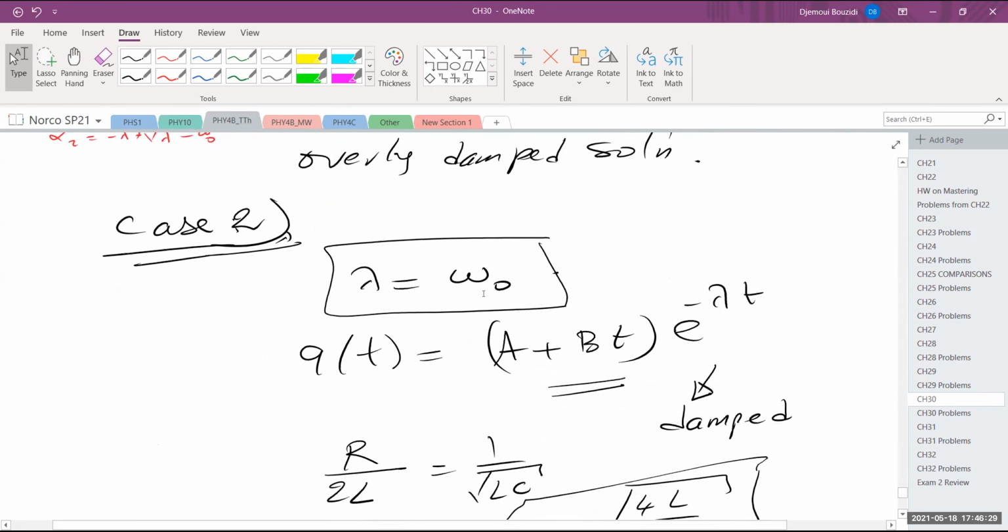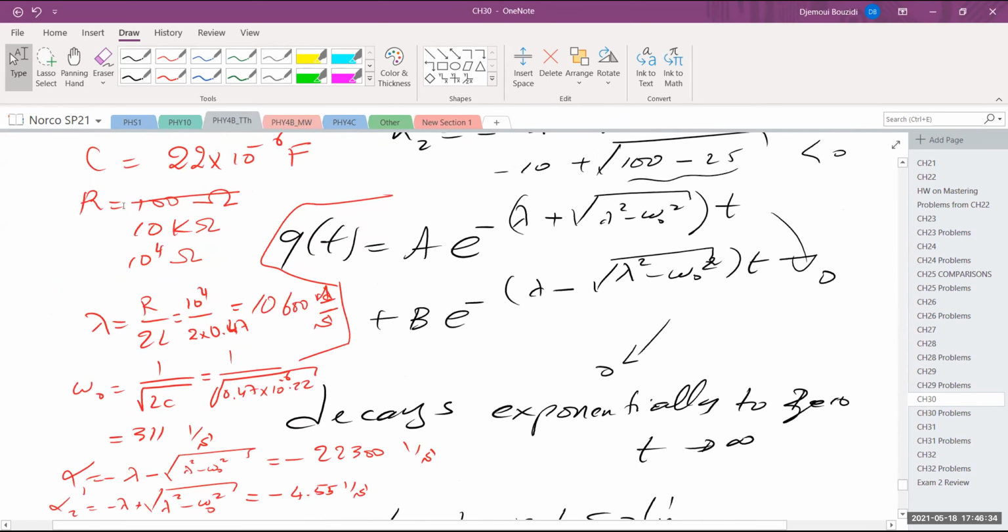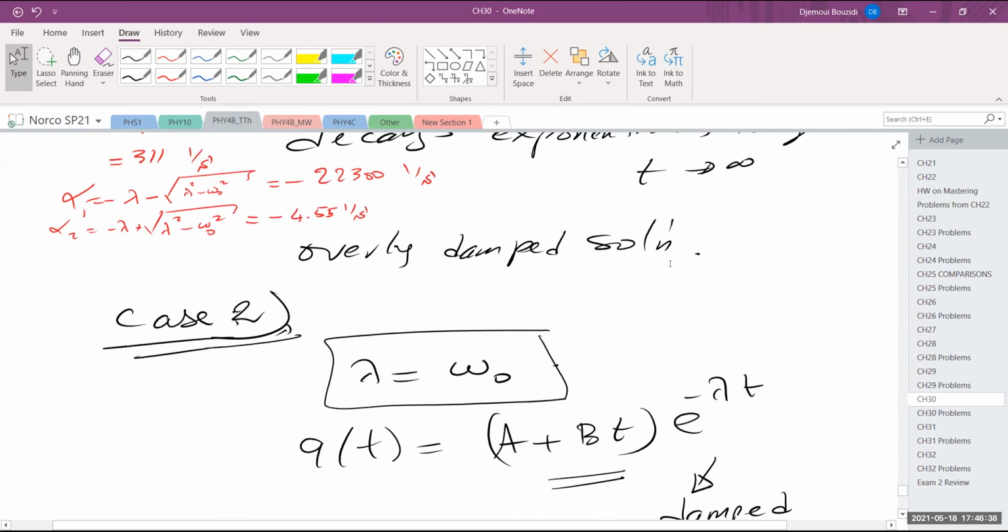Now the second case is when both roots are equal to one another, so I need lambda equal to omega naught. For this case, lambda equals omega naught. And I know lambda is R over 2L, and omega naught is 1 over square root of LC. So that means that the R that makes this happen is R squared equals 4L divided by C.